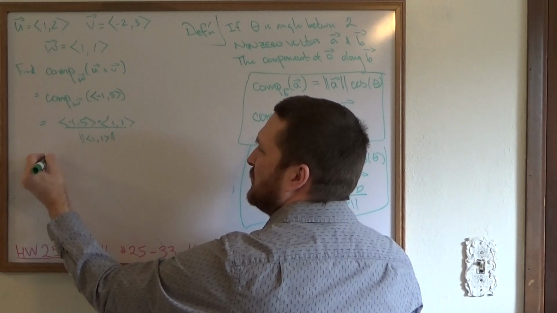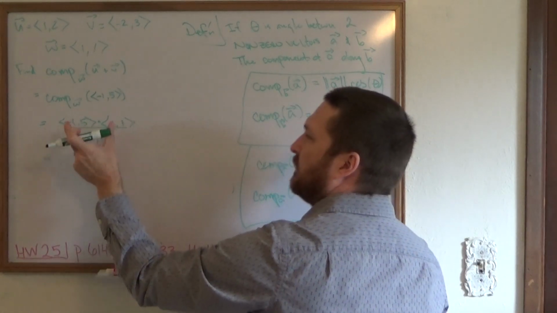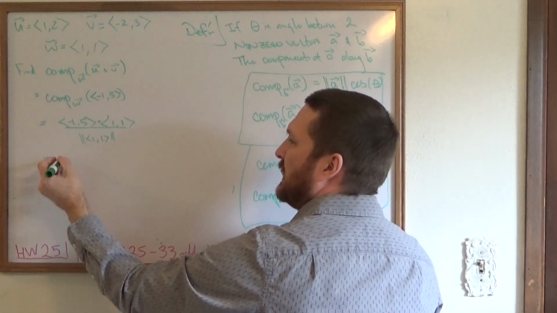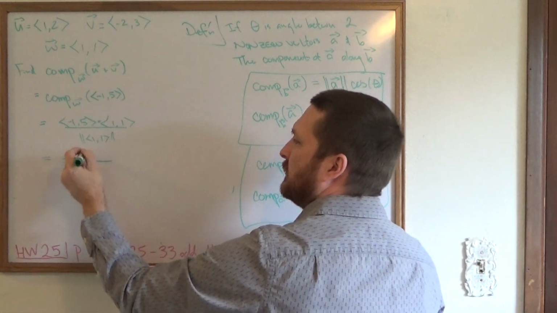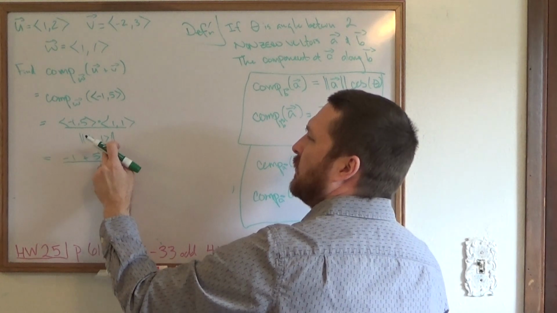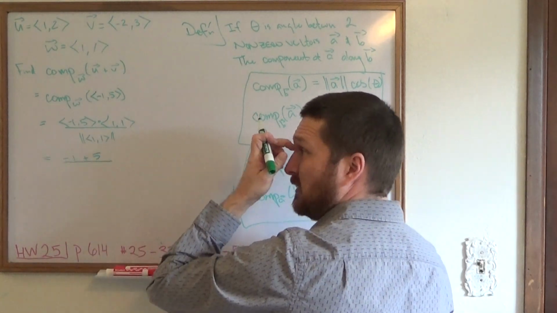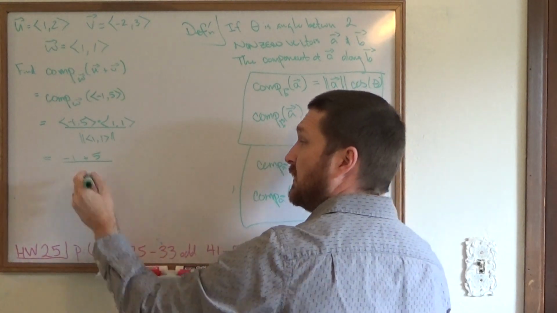Okay, so let's actually do that dot product. What do we get? First one is negative 1 times 1 is negative 1, and then plus 5. What's the magnitude of 1, 1? Square root of 2.